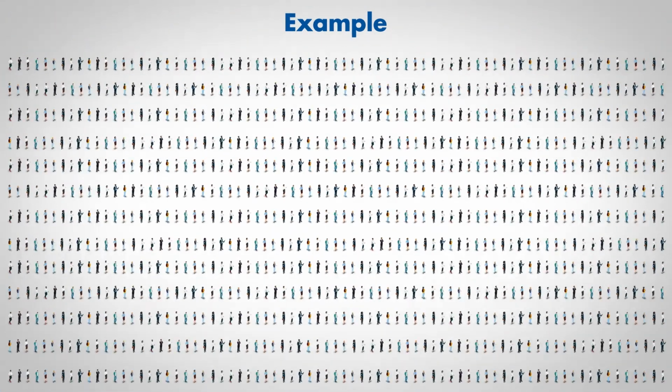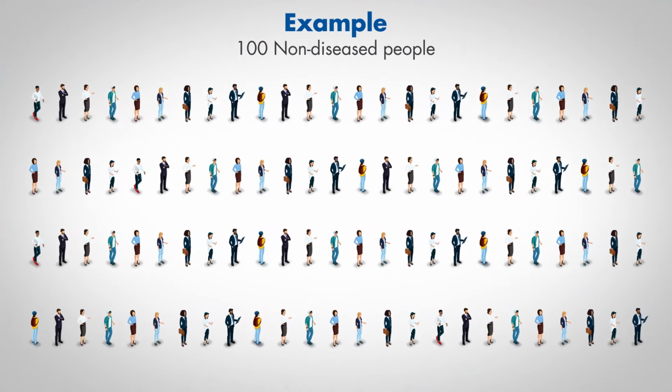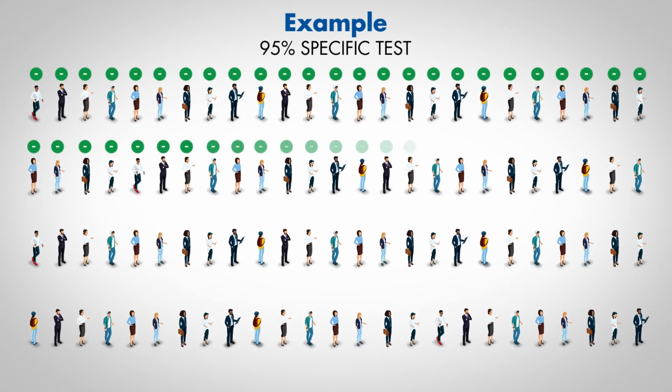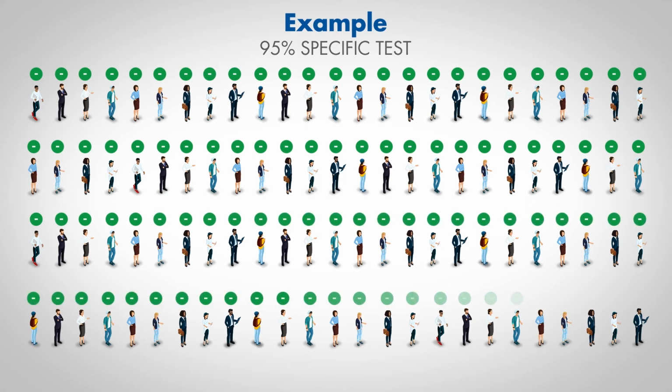From that same population of 1,000 people, let's select 100 people who don't have the disease. If your test is 95% specific and you perform this test with 100 non-diseased people, you can expect to get 95 true negative test results and 5 false positive test results.